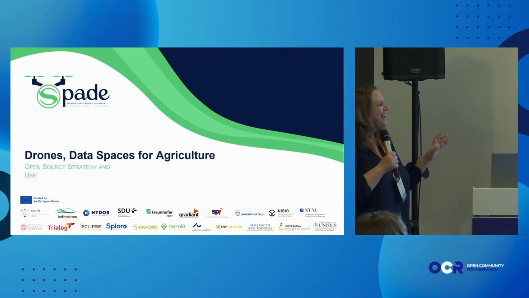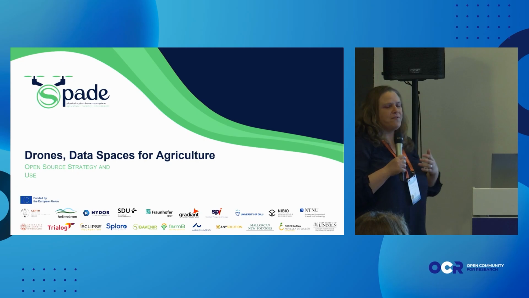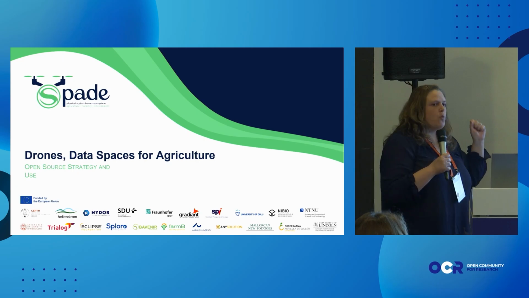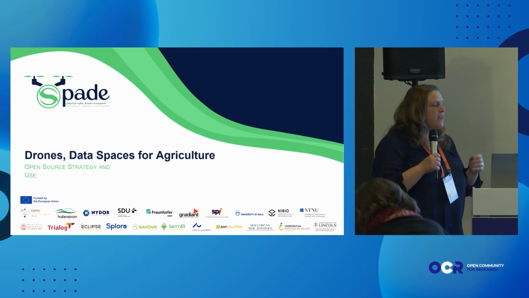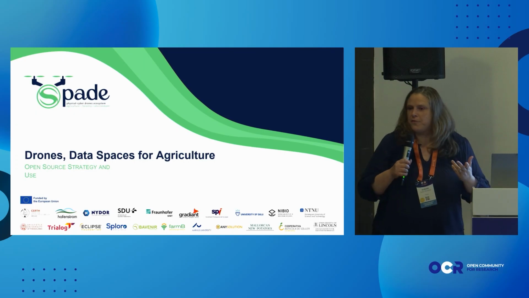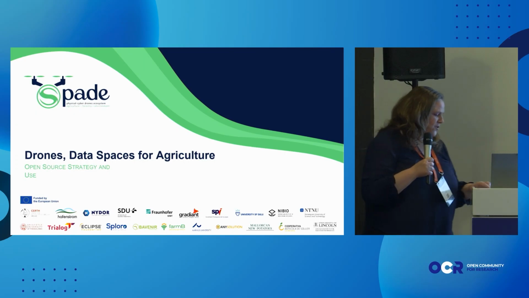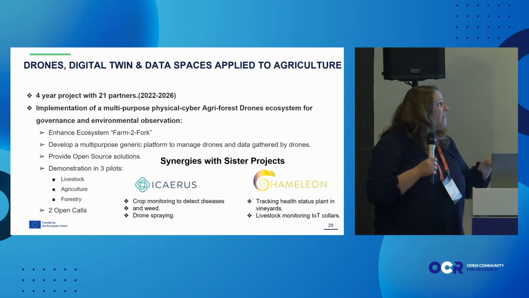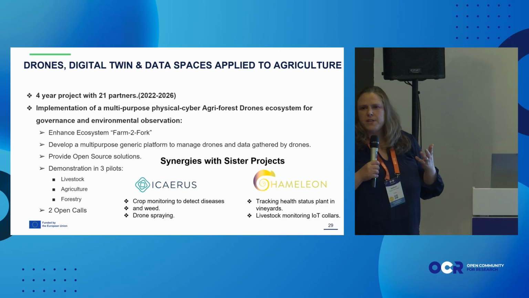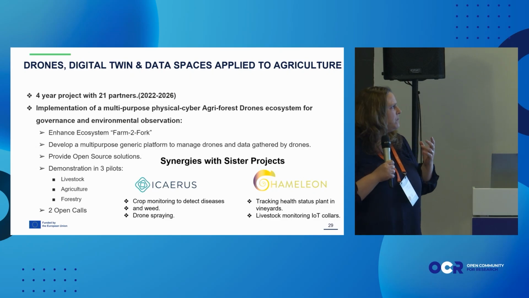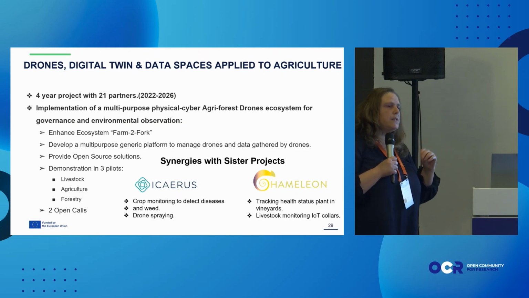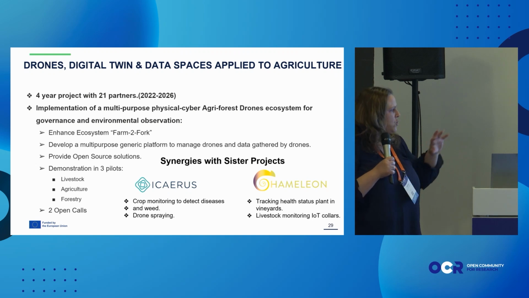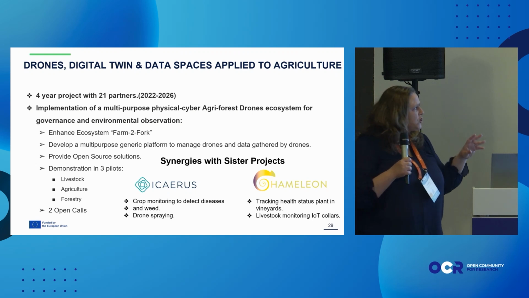So here, technology for agriculture. In this case, what technology? Drones, data spaces, digital twin, and how? Through open source strategy and use. SPADE is a 4-year Horizon Europe project, it has 21 partners. It will finish this year at the end of August. Maybe we'll listen a little bit depending on the 2 open calls that we have had for applications.